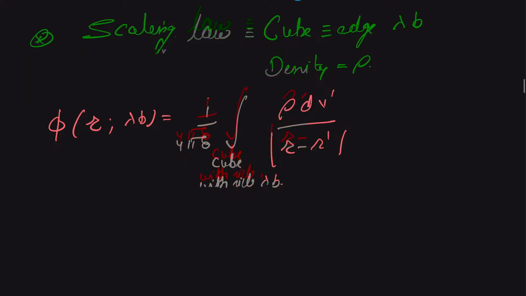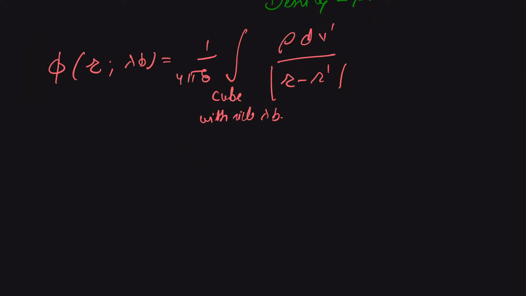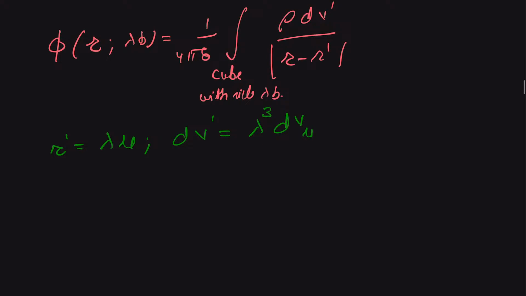Once again, with respect to the scaled version, we can say that our r prime is equal to lambda times u. From here we can also write that our derivative of volume, dV, will be equal to lambda cube dV u, and our r minus r prime will be equal to r minus lambda times u.